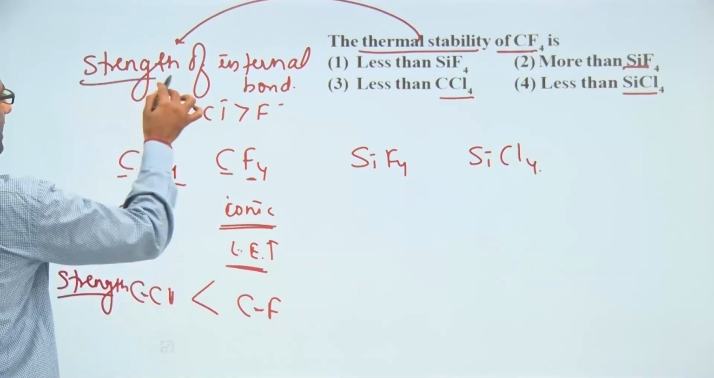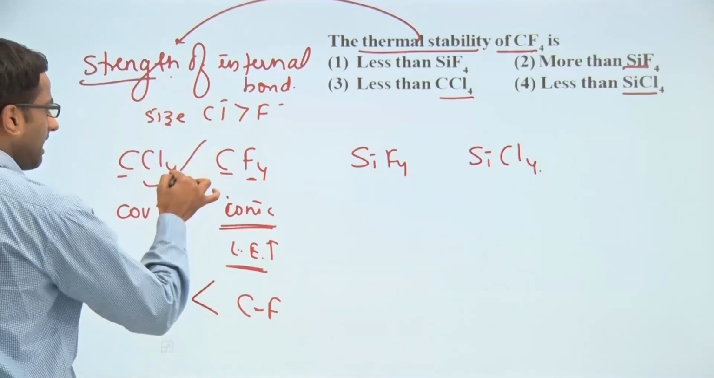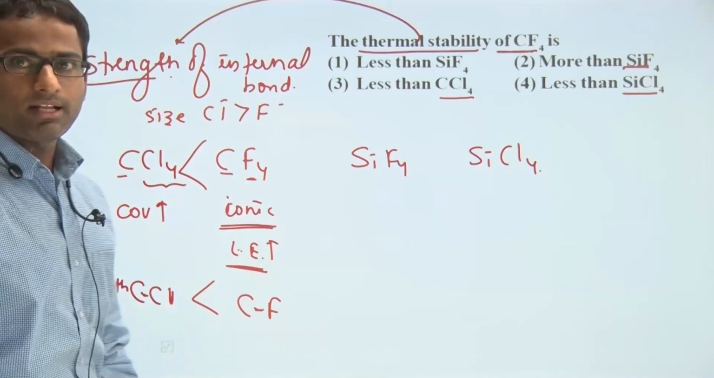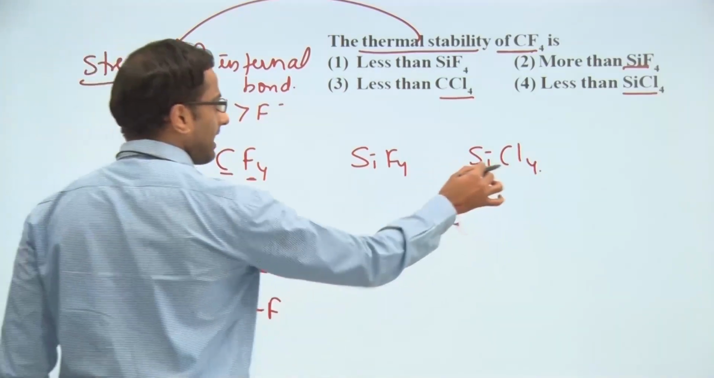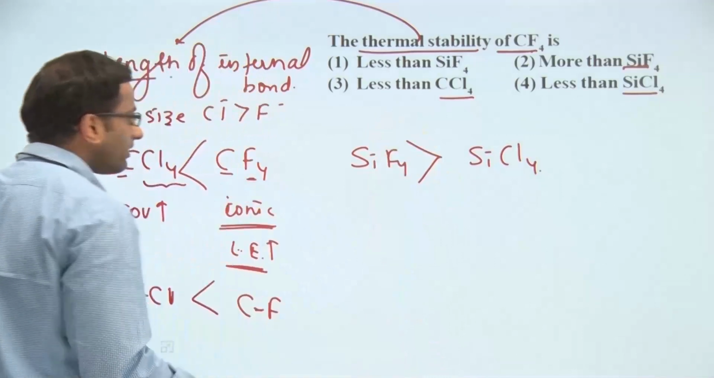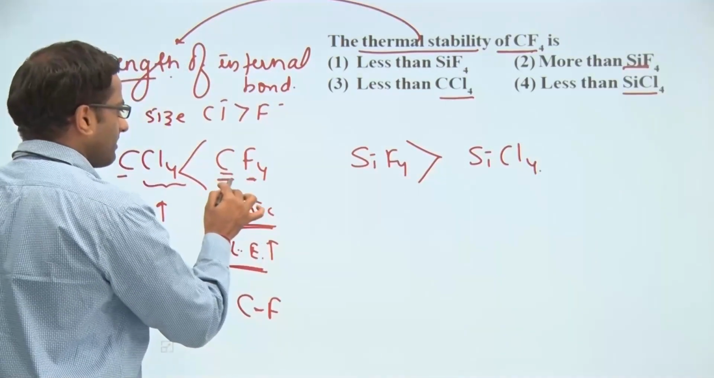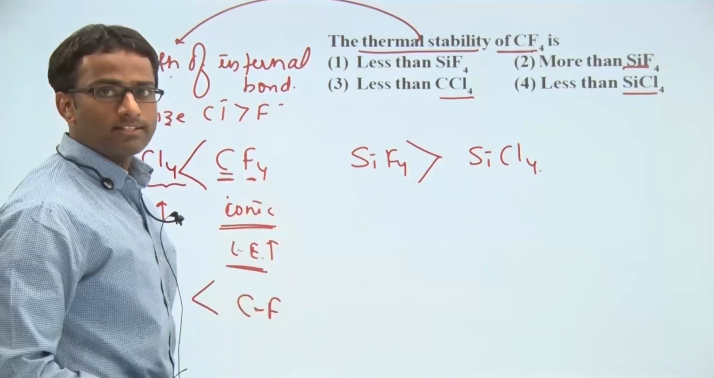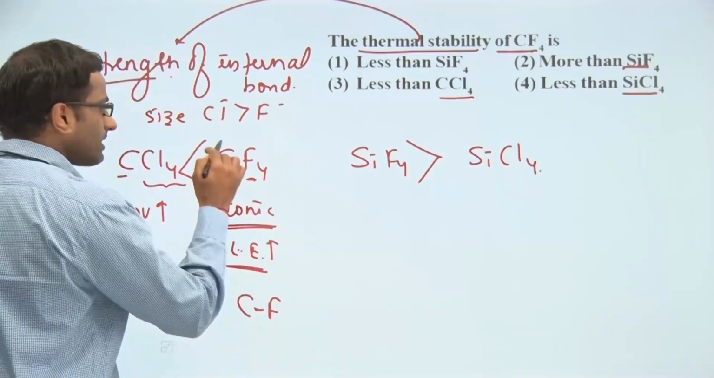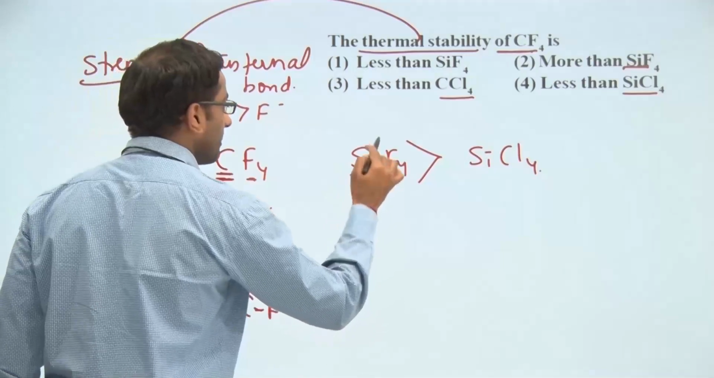Because of the high strength of the bond, we can say CF4 has more thermal stability. The same will happen with SiCl4 and SiF4. Now it's a tie between CF4 and SiF4, because in one the central atom has a small size, and here the large size of the central atom is there.